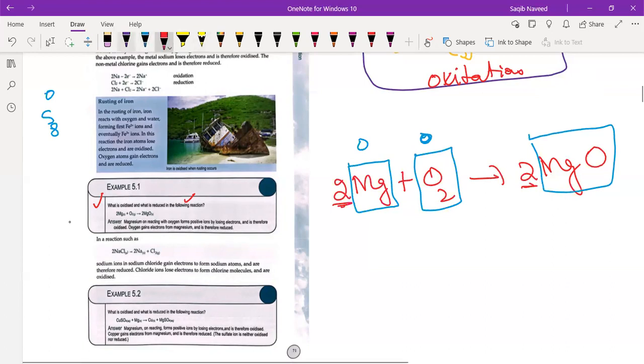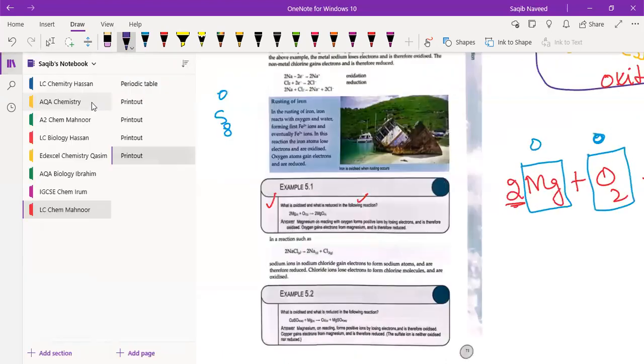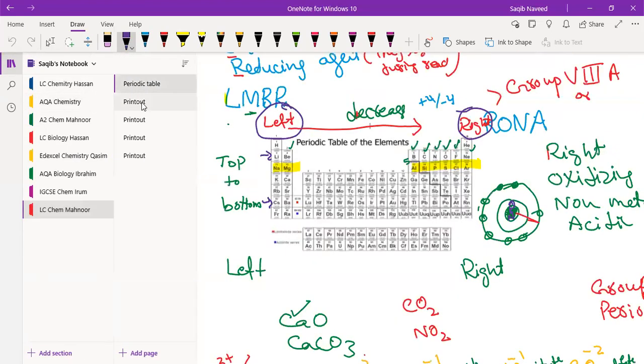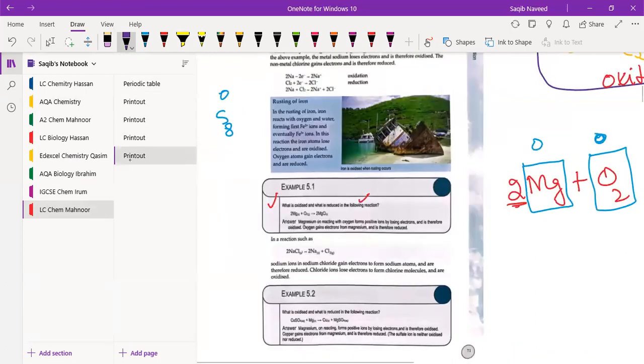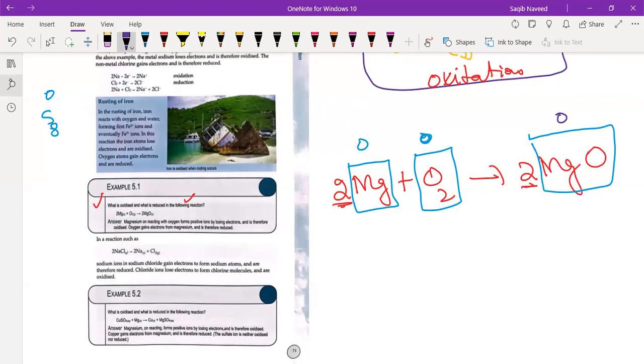So what will be the charges on Mg? It's 0. Total is 0. Mg belongs to group 2. I am talking about these groups, beta. On group 2, all elements have +2 charge. So the charge on Mg is +2. So you need to elaborate which element is undergoing oxidation and which one is undergoing reduction.